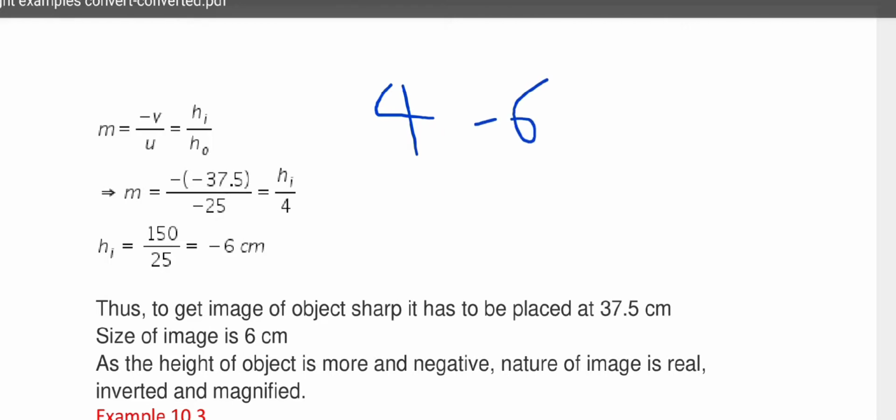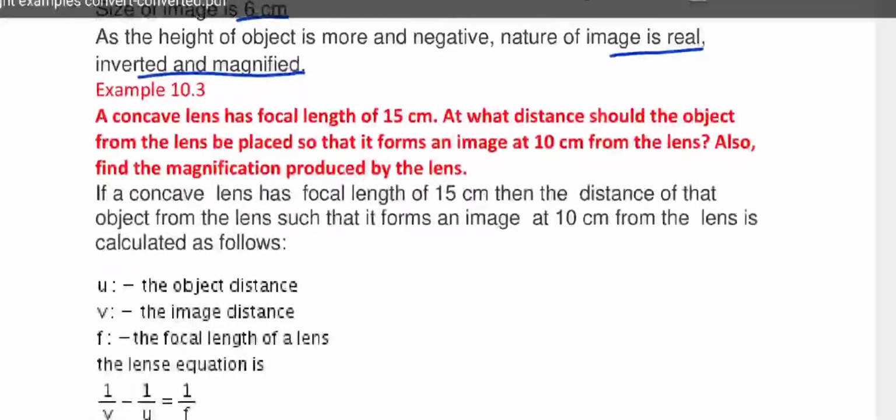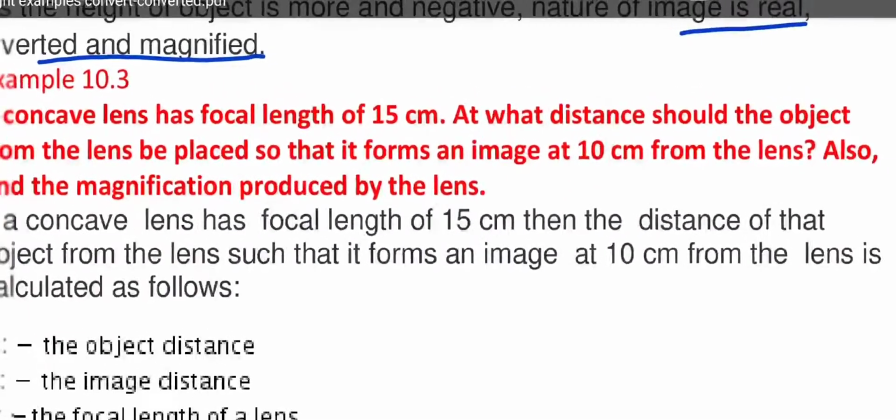The image height is minus 6, that means minus indicates it is real and inverted, that is, the image formed will be below and perpendicular to the principal axis. So thus the image distance is 37.5 centimeter, the size of the image is 6 centimeter, and the nature is real, inverted and enlarged, that is magnified. So we will move on to the next problem, that is in the case of lenses.